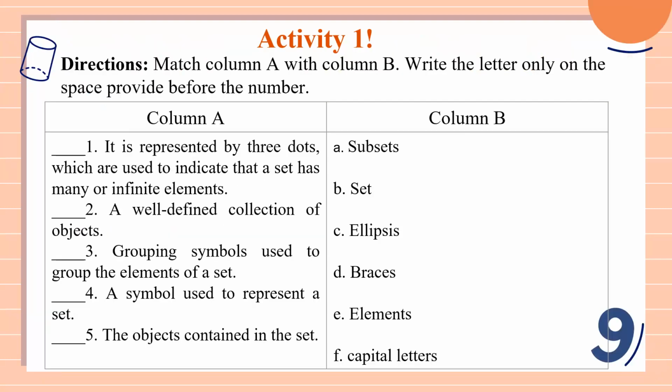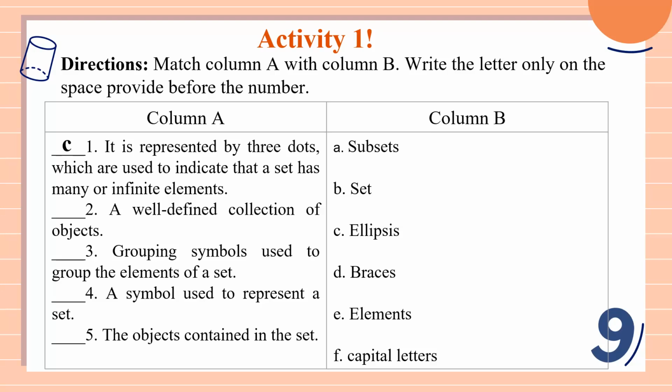All right, so let's have now our activity. We match column A with column B. Write the letter only on the space provided before the number. So column A, number 1. It is represented by 3 dots which are used to indicate that a set has many or infinite elements. What's the answer, class? That's correct. It should be letter C, ellipsis.